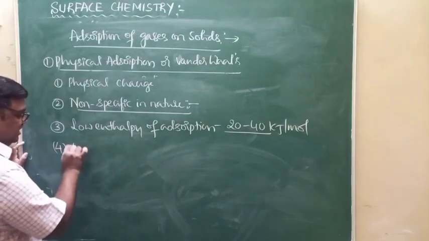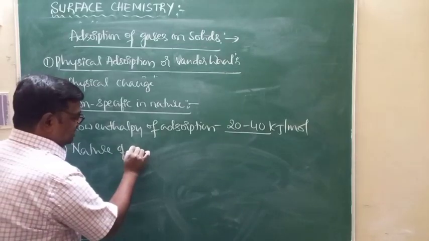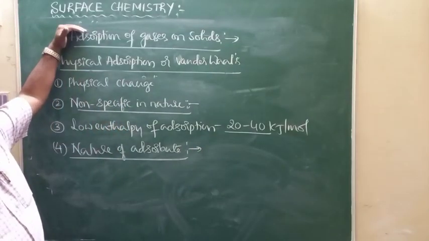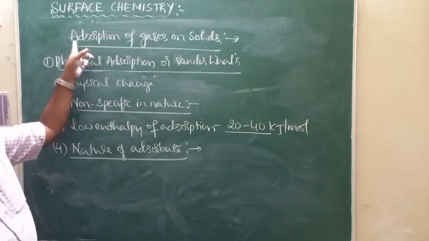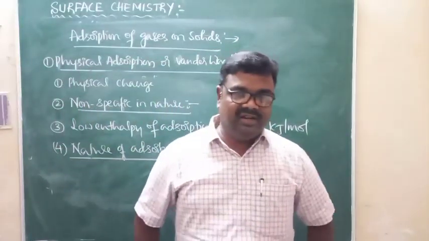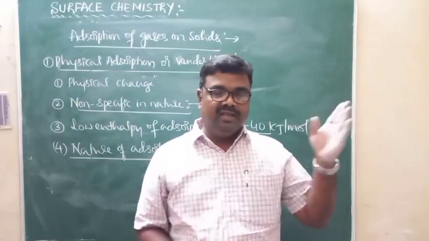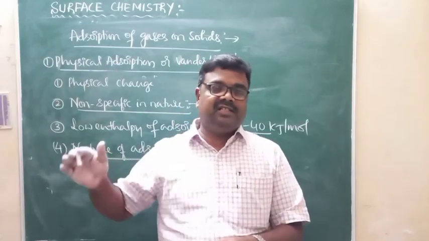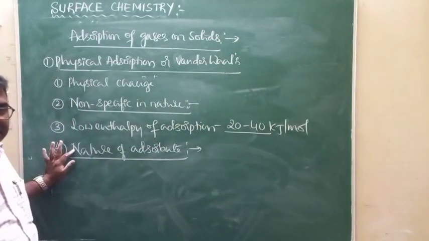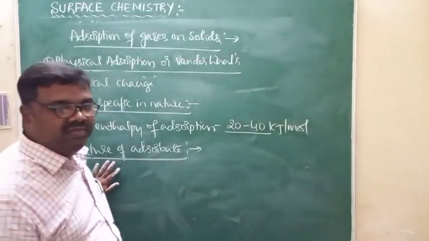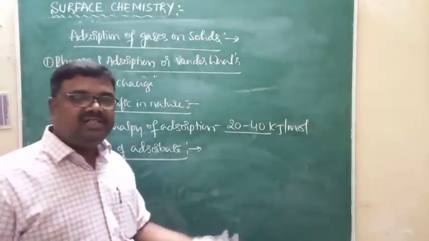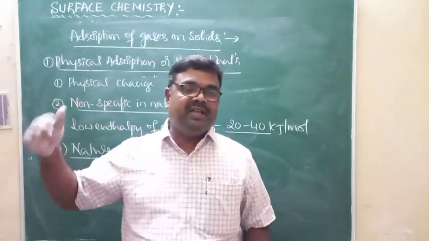As for the fourth characteristic, it is with respect to the nature of the adsorbate. In this particular discussion, the adsorbate is a gas. Remember, I am talking about adsorption of gases on solids. I can classify gases into two types: easily liquefiable gases and gases which cannot be easily liquefied. Easily liquefiable gases are characterized by strong intermolecular forces of attraction. Therefore, they readily adsorb over the surface of the adsorbent compared to those gases which cannot be easily liquefied.